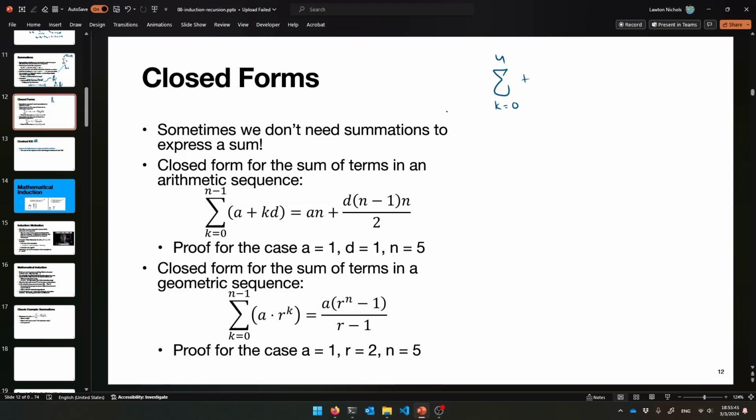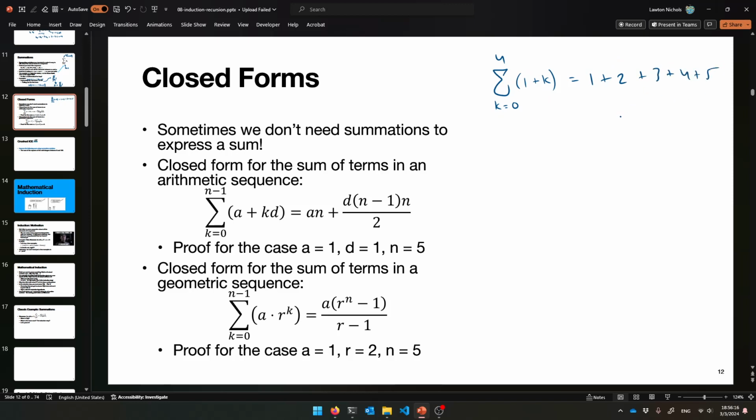I want 1 plus k times d, d is 1, so 1 plus k. Okay, I want the sum of all those things. What is that, by the way? That's going to be, well, if k is 0, it's going to be 1 plus 0 the first time, so that's just 1. Then when k is 1, it's going to be 1 plus 1, so that's 2. And so you see it's just the numbers 1, 2, 3, 4, 5.